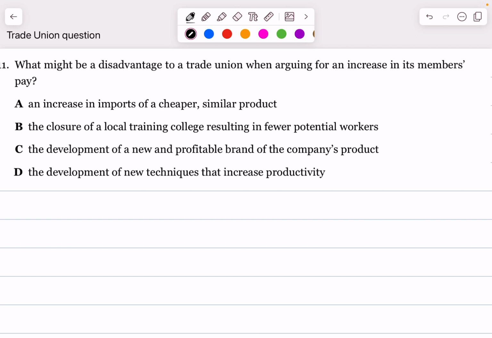Firstly, I will read the question, and you can use this time to go through all the options here. What might be a disadvantage to a trade union when arguing for an increase in its members' pay? Okay, here we can easily regard members' pay as the wage. And let's go through the first option: an increase in imports of a cheaper similar product.